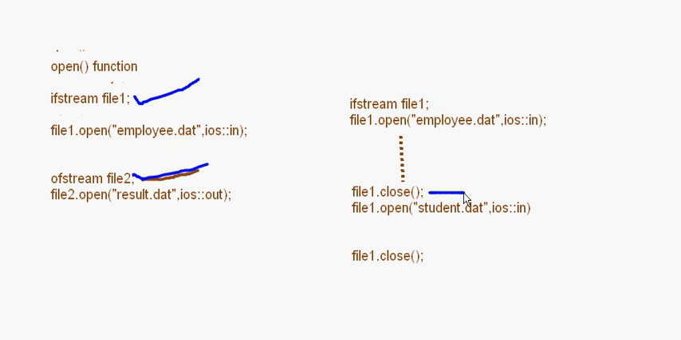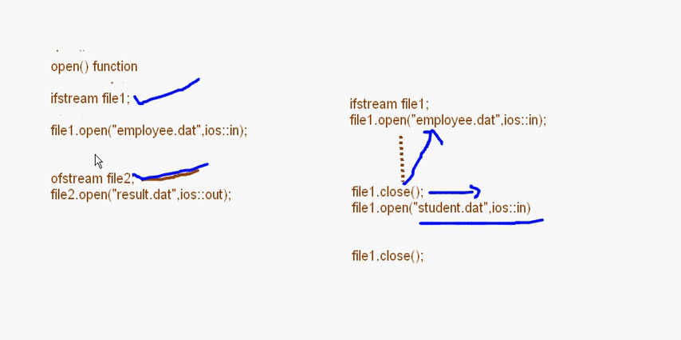Here I am closing this file1 dot close, that means it closes the input connection to the file. Now which file? To this file employee.dat, right? So that connection is closed, and here you are using the open function to create one more connection. Now in this case I am opening the file student.dat with the same if stream object, right? Whereas in this case I am using two objects.